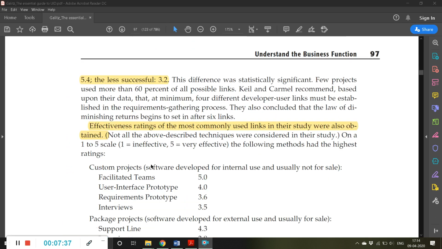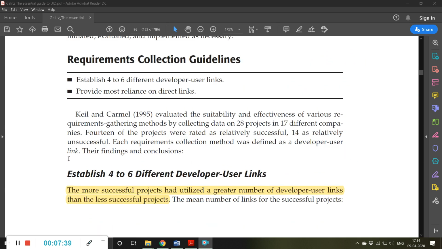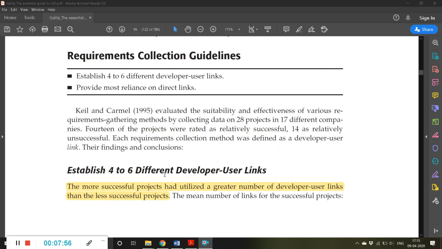Okay, then requirement collection guidelines. So there are separate guidelines for collecting the requirements. Again, Kiel and Carmel evaluated the suitability and effectiveness of various requirement gathering methods by collecting data on 28 projects in 17 different companies. And among these 28 projects, 14 projects were rated relatively successful and 14 as relatively unsuccessful.